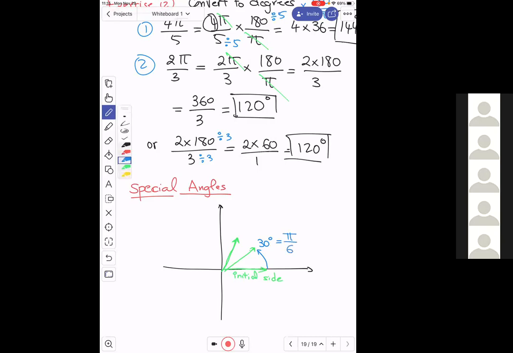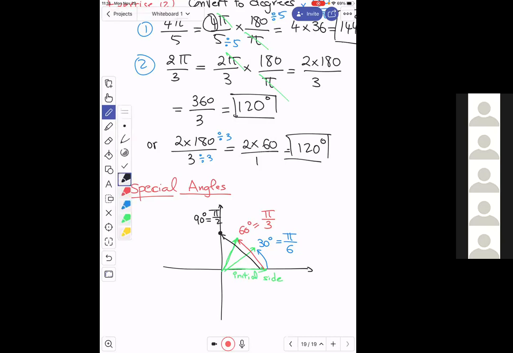And then this angle right here would be, let's say, 60 degrees. 60 degrees, that's pi over 3. All right, and then you have a right angle. This angle here, this is a right angle, of course, it's 90 degrees. That's pi over 2, etc.